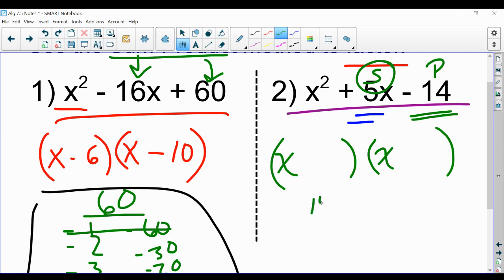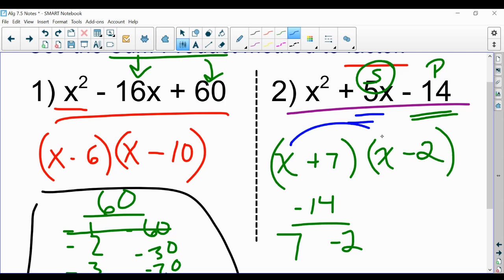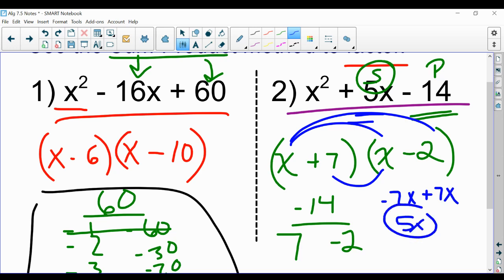So if you want to run through them in your mind, you can, but I'll tell you what the answer is. A positive 7 and a negative 2. A positive 7 and a negative 2 give me a negative 14. So I'm going to say x plus 7 and x minus 2. And that's how that breaks down. And if I want, I can check it. X times x, x squared, minus 2x plus 7x is a positive 5x minus 14.